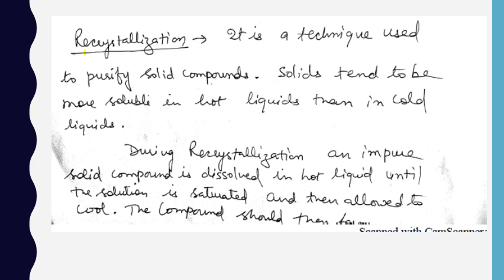Now the next method is recrystallization. What is this method? It is a technique used for the purification of a solid compound. It is not a separation method, it is a purification method. Solids tend to be more soluble in hot liquids than in cold liquids. So there is a condition here that whatever solution you want to recrystallize should be more soluble in hot liquids than in cold liquids.